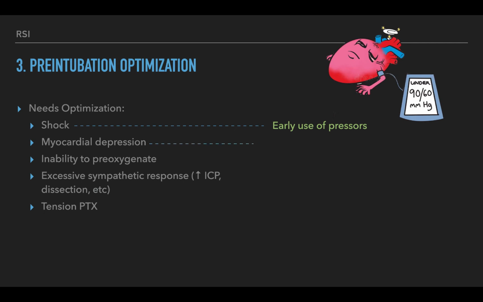If they're showing evidence for myocardial depression, maybe, do they need more preload? Do they need blood? Do they need fluids? Or do they need a little bit of inotropic support? If there's some sort of an inability to pre-oxygenate, kind of like the patient we talked about before with the SATs of 85, do you need to step up your game by putting them on high flow or putting them on BiPAP? Or maybe you need to do delayed sequence intubation to get that O2 set up before you actually push your RSI meds.